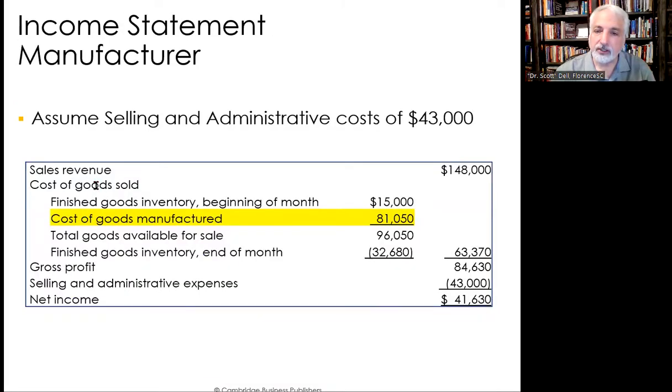Income statement. Well, we look at the sales revenue. We look at the cost of goods sold: finished goods inventory at the beginning, cost of goods manufactured, total goods available for sale, less finished goods inventory at the end. This is our cost of goods sold. That's not a bad formula to know about. Based on our total cost of goods manufactured, we have the ability to figure out what our cost of goods sold is. We get a gross profit. We have SG&A, or in this case, S&A, of 43, for a net income of 41,630.